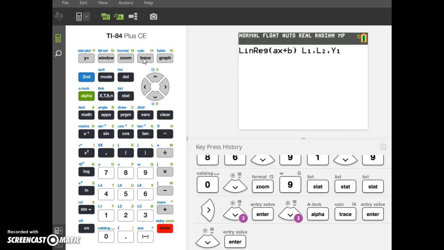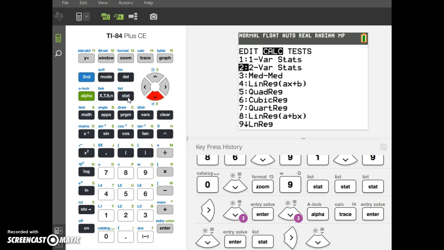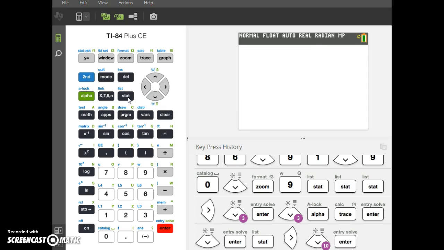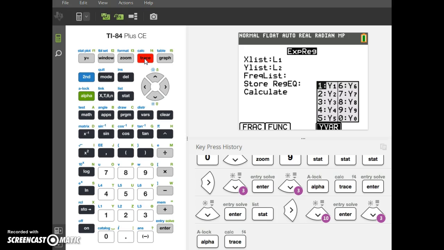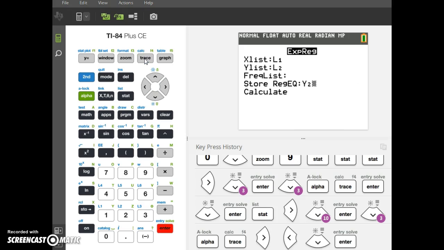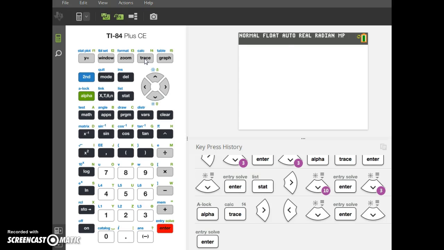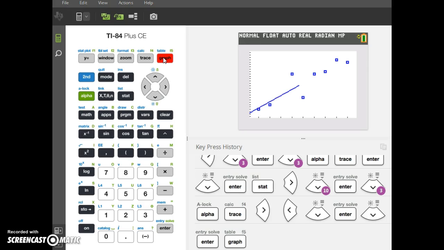But I'm also going to do something else, because I did notice when we were going through this in class that a lot of people were picking a different model, and it worked out pretty well. So when we go to stat and go down to option 0, which is exponential regression, I'm going to store that as a different equation, y2. There we go. And calculate it. And then I'm going to graph both of those. The blue line will show up as a linear model, and the red line will be the exponential model. So when we graph that, there's our linear model.